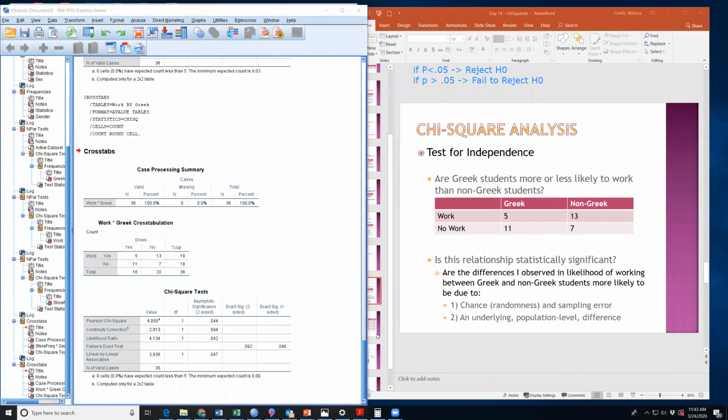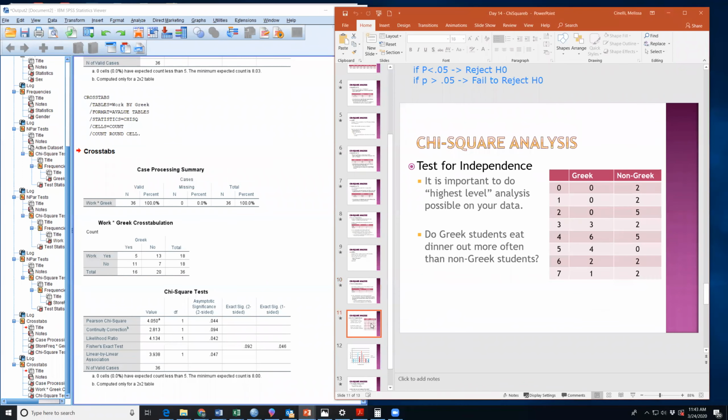Okay, last example. We're going to leave that p-value stuff up there at the top. This example, I want to show you, we're going to sort of segue into the t-test, which is the next video, but I want to show you how important it is to do the highest level analysis possible on your data.